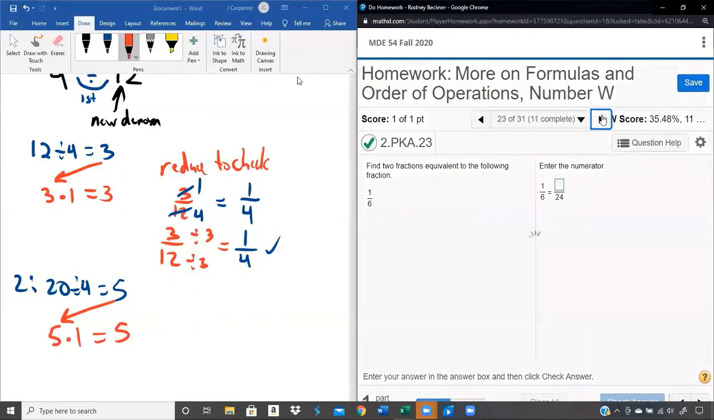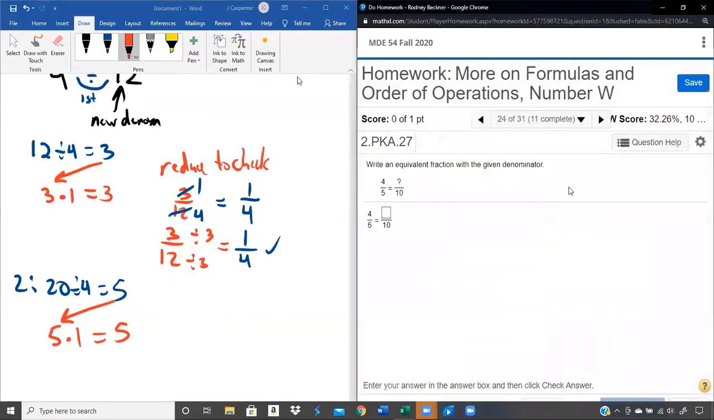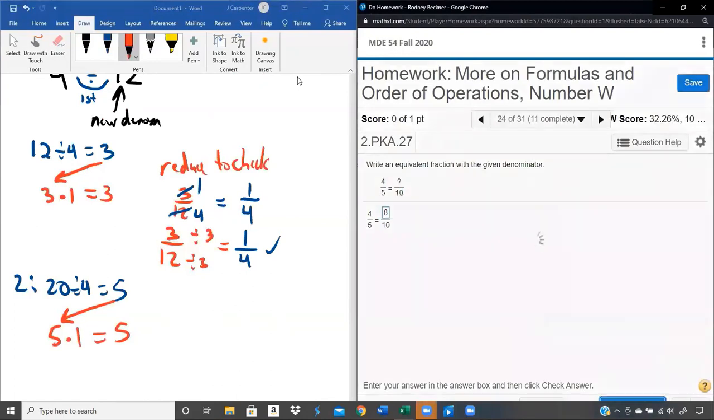This is the same problem, basically, but you might need more practice, so I gave 2. Let's say this attempt. Write an equivalent fraction, same thing, 5 goes into 10 twice, 2 times 4 is 8, but there's only one of them, so I'll do this one. Divide and multiply. It's as easy as that. That's how you get an LCD.